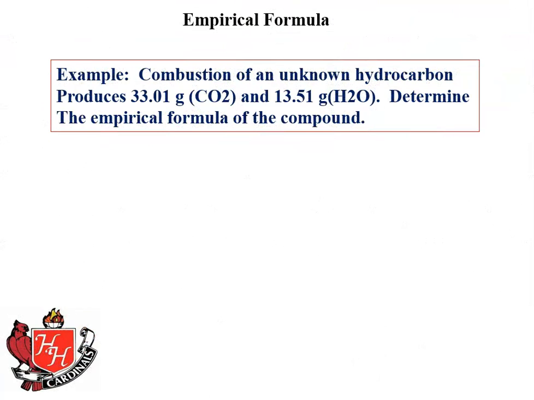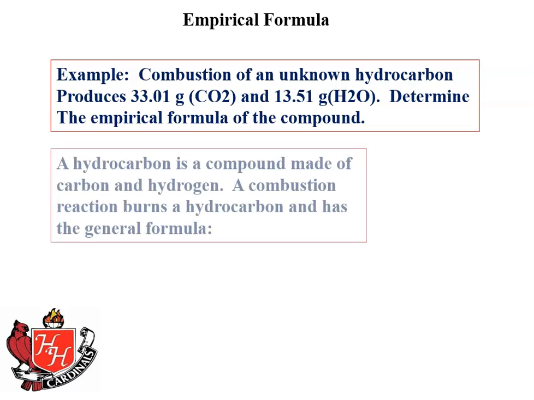All right, one more example here, and this time we're also going to figure out the actual molecular formula, not just the empirical, but the molecular formula. So watch this one because it's a little different. So a combustion of an unknown hydrocarbon. Hydrocarbon always means a CH compound of some sort. So there you see the numbers of grams that it produces.